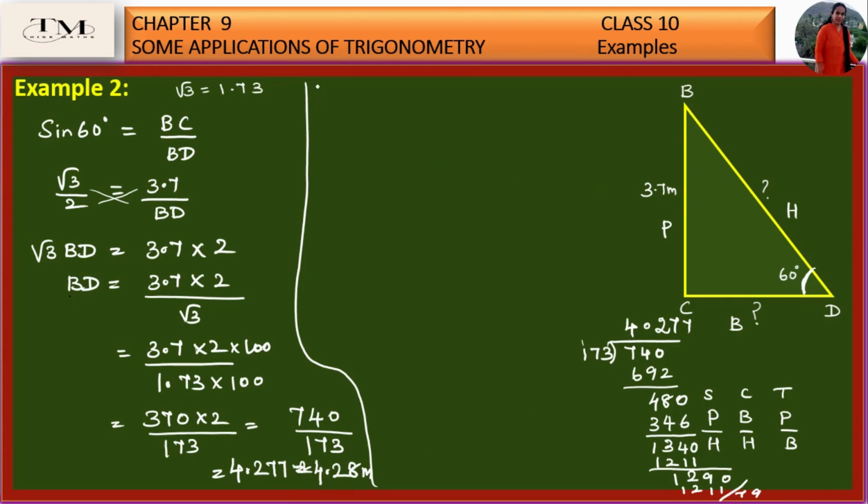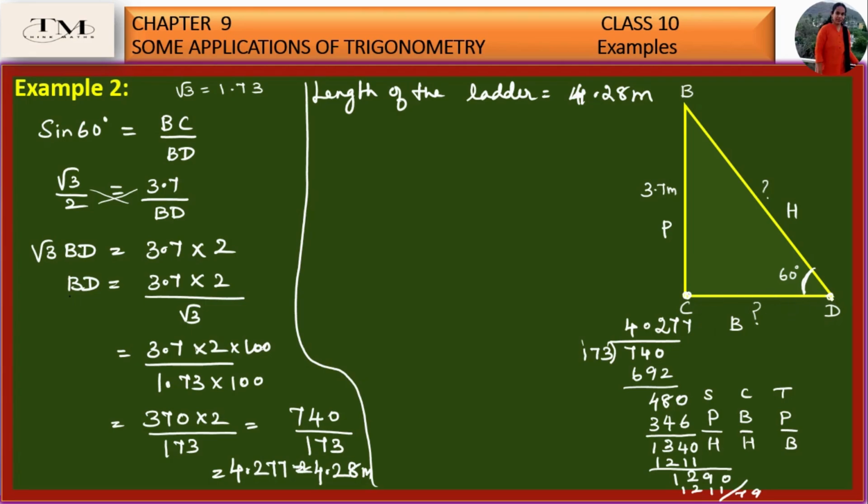BD is nothing but the length of the ladder. So the length of the ladder is equal to 4.28 meter. Okay. Now we have to find the distance between the foot of the pole, which is C, and the foot of the ladder. So we have to find CD. So we know BC as well as BD. Now we have to find DC.